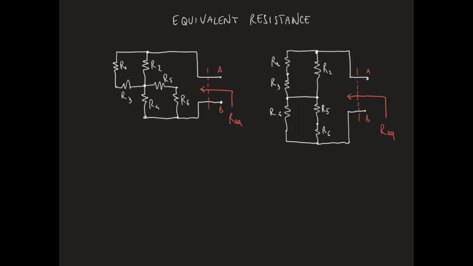Note that R1 and R3 are in series, so they can be replaced by an equivalent resistor with a resistance which is the sum of R1 and R3.